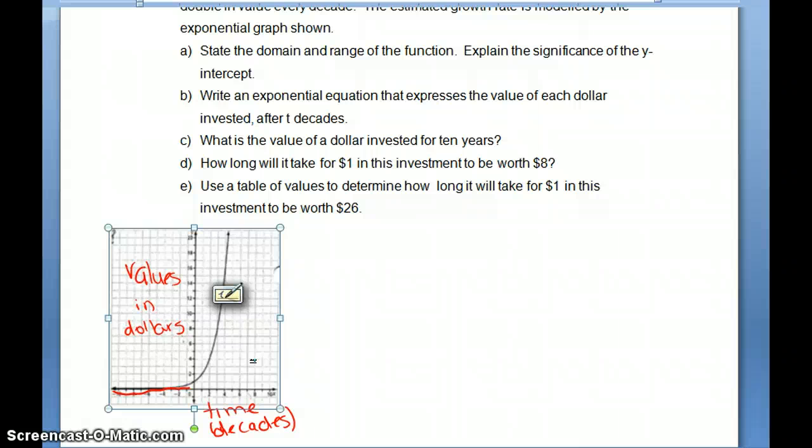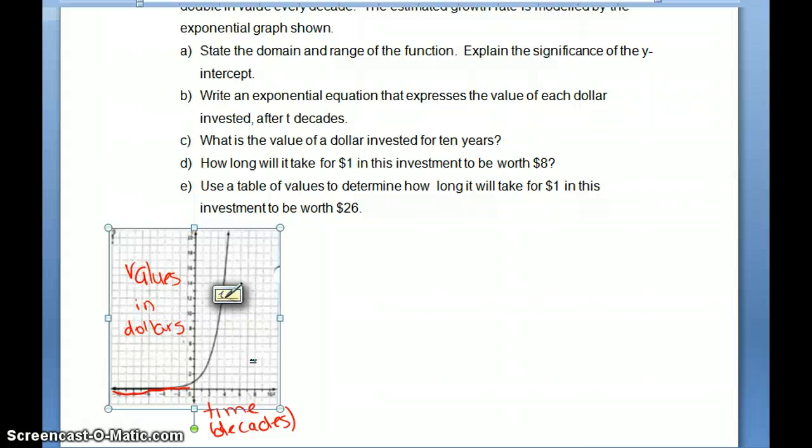Tia has just graduated from university and wants to begin her retirement planning. Her investment advisor suggests an investment that he expects to double in value every decade. So when we're saying double in every decade, that's kind of a key word. We're dealing with exponential functions. So the estimated growth rate is modeled by the exponential graph shown below.